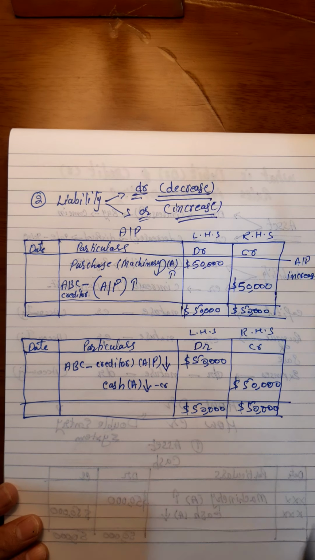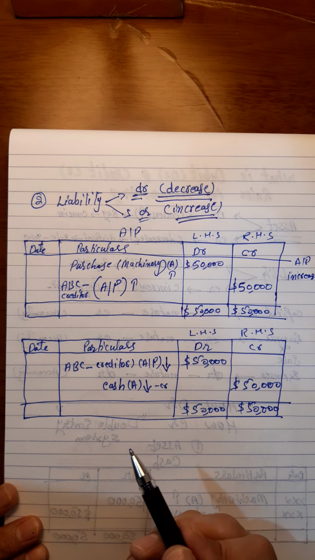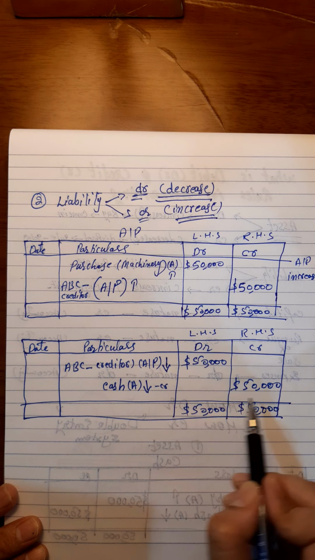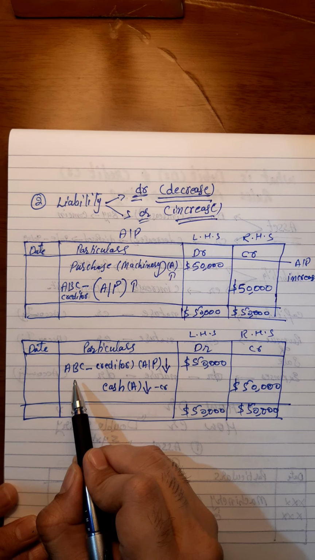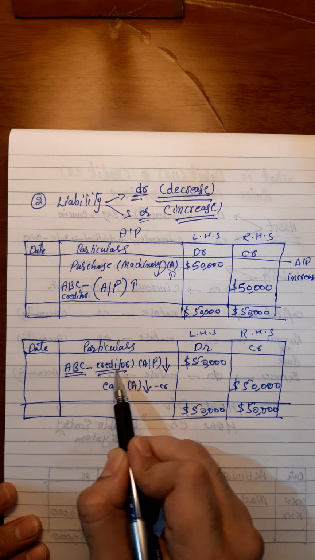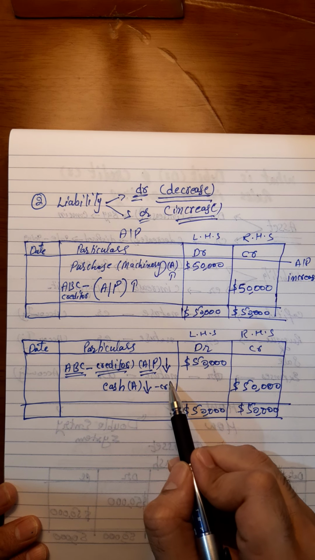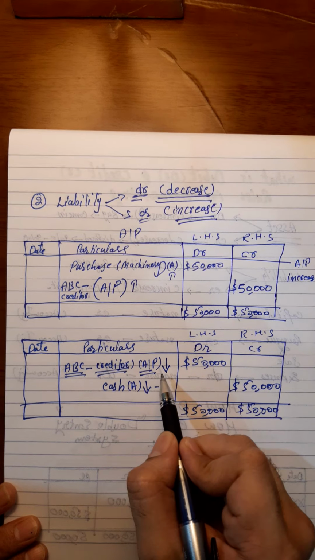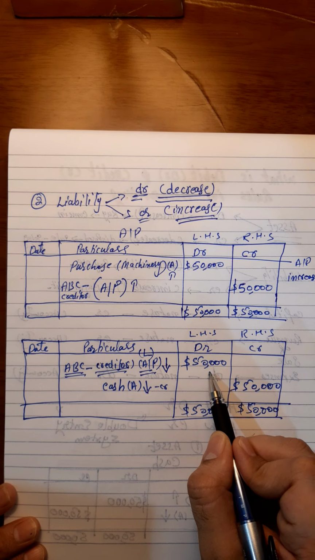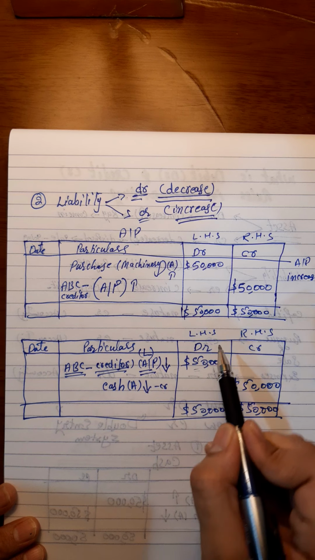I tell you again, we paid the cash for the machinery which we bought on credit. So cash is going, cash is decreasing, and cash will credit 50,000. ABC is our supplier name, right? Creditor name. So ABC is our liability, account payable, liability decreasing. So when liability decreases, it will debit. So here we do debit.